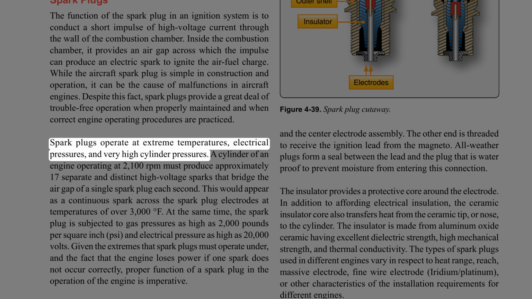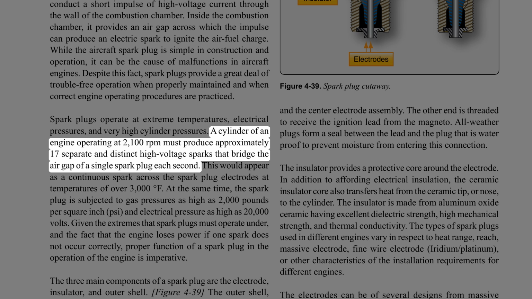Spark plugs operate at extreme temperatures, electrical pressures, and very high cylinder pressures. A cylinder of an engine operating at 2,100 revolutions per minute must produce approximately 17 separate and distinct high-voltage sparks that bridge the air gap of a single spark plug each second.